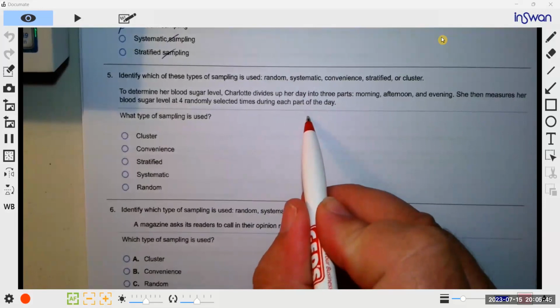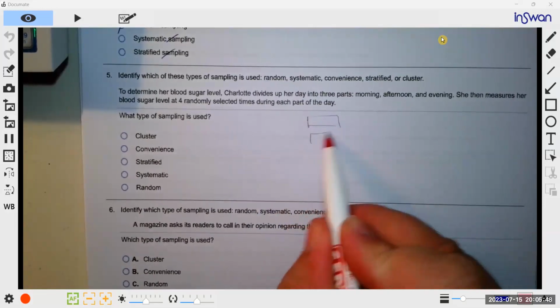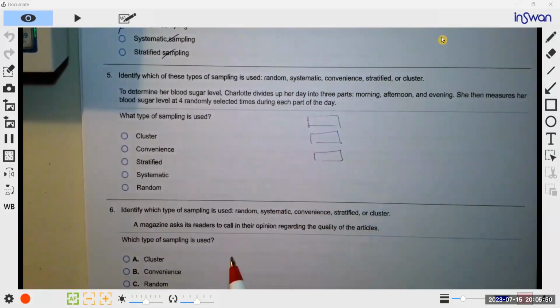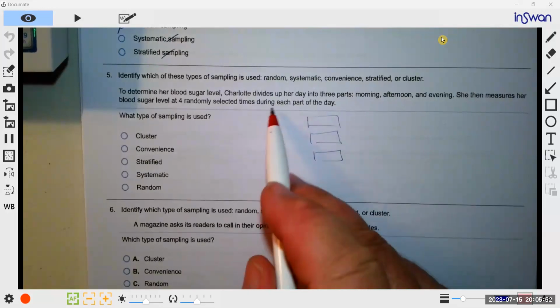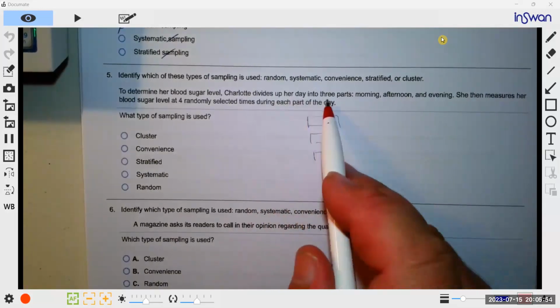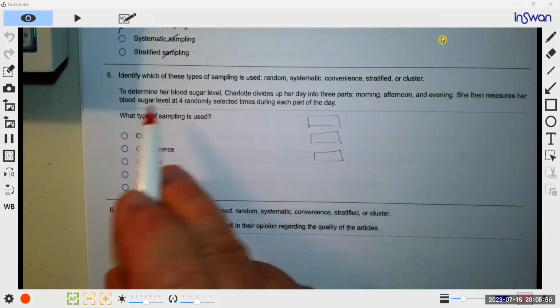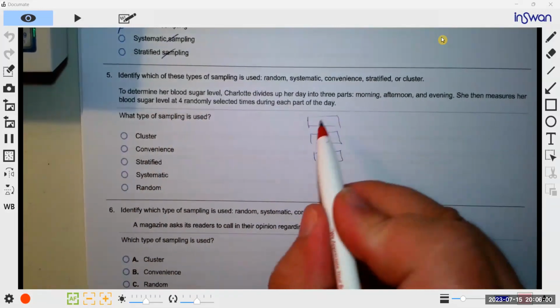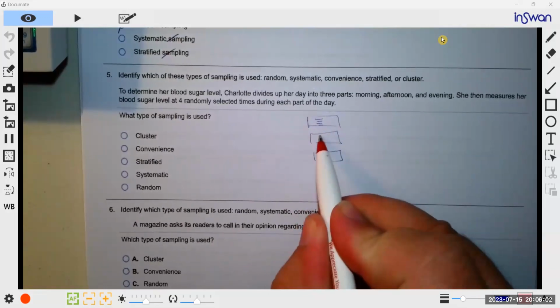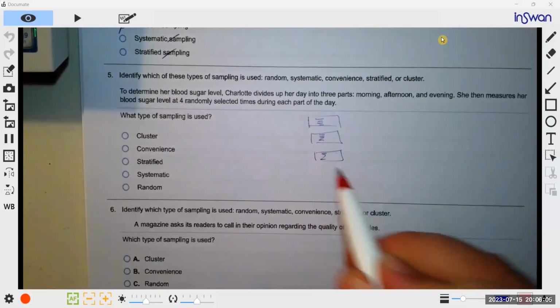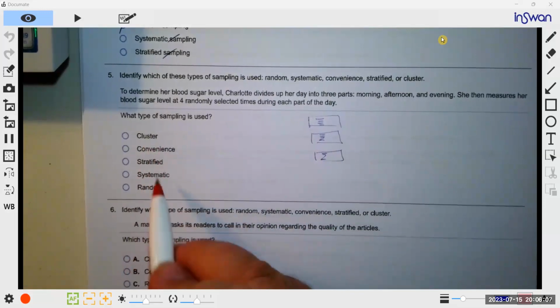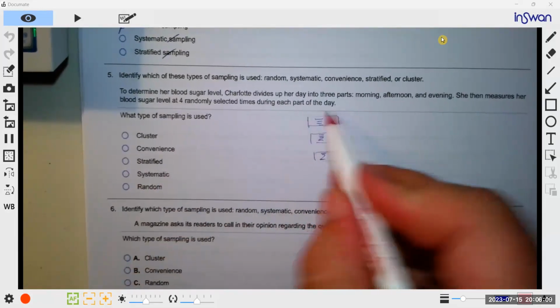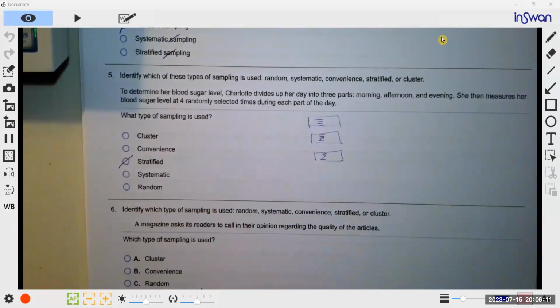Well, remember, she divides the day into 3 different parts. She measures her blood sugars at 4 randomly selected times during each part. So inside here, you have 4. Inside here, you have 4. So it's not clustered. This is obviously stratified because it's all in layers.